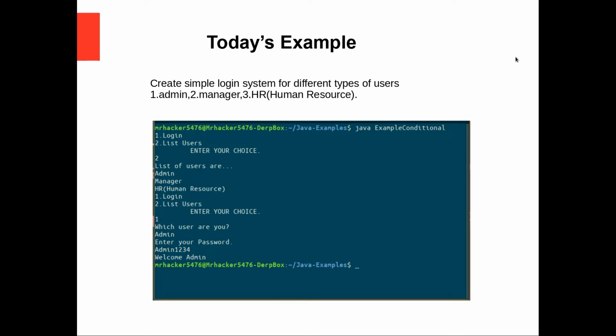Okay, so the question for today's example is to create a simple login system for different types of users such as admin, manager, HR, and here is an example of our output. It is a menu driven program which has two menus. First is login and second is list users. When you choose login, it will ask you a bunch of questions such as which user you are, enter your password, and then a simple welcome message. And in the list users menu, we have a list of users who can log in to the system. So let's quickly code our example.